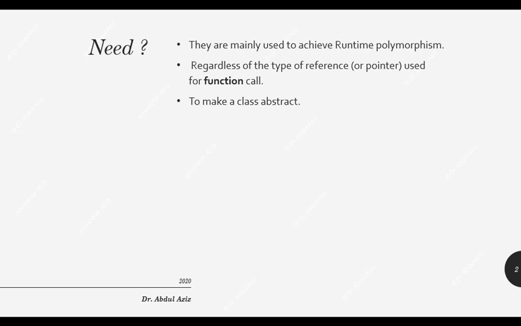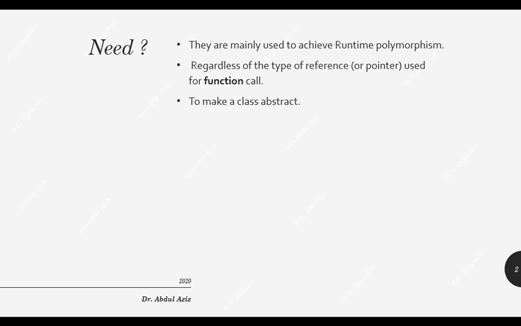Virtual functions are a mechanism through which we can achieve runtime polymorphism in our programs. If you recap the concepts that we were studying at the time of polymorphism in my previous lectures, we have discussed two types of polymorphism. One was compile time polymorphism, which can be achieved using function overloading and function overriding. And the second type of polymorphism is known as runtime polymorphism, which can be achieved using virtual functions.